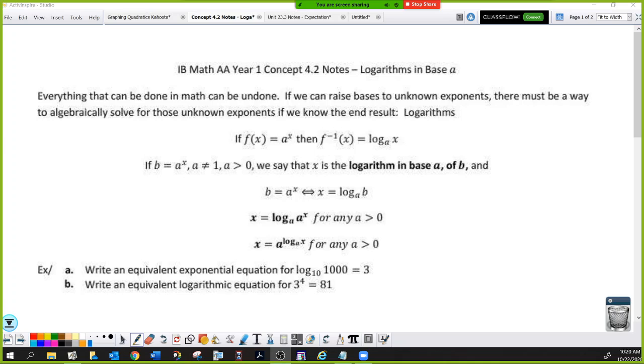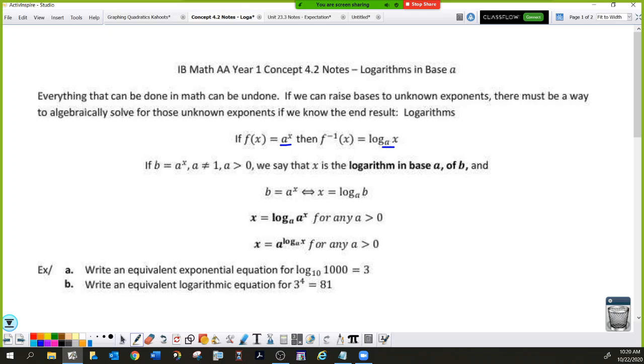Yesterday I had the exact same statement here with f of x and f inverse of x, but the difference was the base was 10. It doesn't have to be 10. It can be any base I want. If f of x is a raised to the x, then the inverse of that function is log base a of x. Here a is the exponential base, here a is the logarithmic base. The nice thing is they'll always be the same if they're inverses.